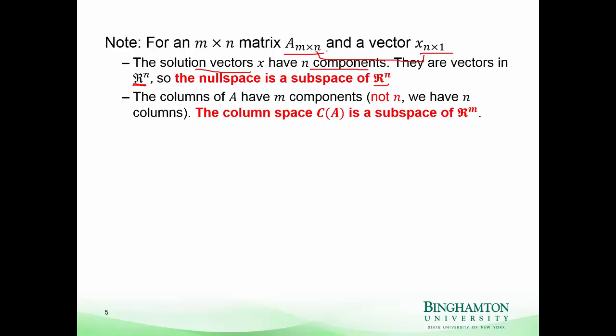So you need to get to the point where you can look at a matrix and say, oh, all right, I know that this number here is going to tell me the space where the null space will be embedded. And then the other one is we've got columns of A. Each column has m components. So it's important to recognize that we're not talking about n here. We have n columns, but each column has m elements. So the column space is going to be a subspace embedded in Rm. So we've got those two subspaces, the column space and the null space.